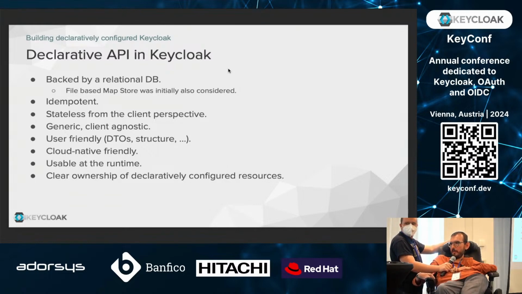It should be cloud native friendly. What I mean is that it should support distributed systems, when I have more than one Keycloak instance. It obviously should be usable at runtime. I don't want to restart my Keycloak just to pick up the desired state. And there should also be clear ownership of declaratively configured resources. That means that it should be very clear to Keycloak which resources are coming from this declarative API and which resources are coming from maybe something else, like the admin console.